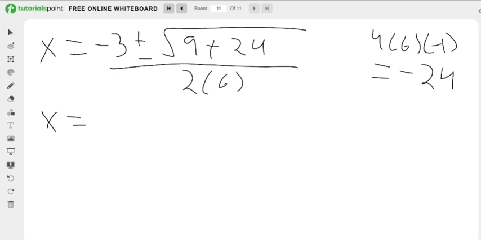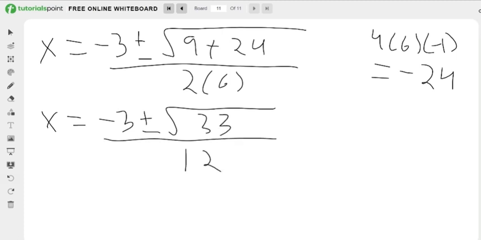So x is equal to negative 3 plus or minus the square root of 9 plus 24, which is just 33, and then 2 times 6 is 12.